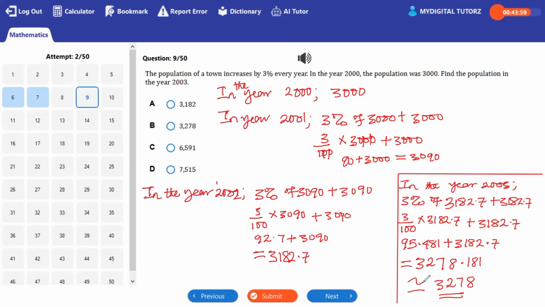I took my time to explain it like this in detail. If there's anything you don't understand, please just rewatch it again. I believe you are going to understand it. Is that correct? So that's about question 9. Let's see what is the correct option here. That is option B, 3278. So moving on.